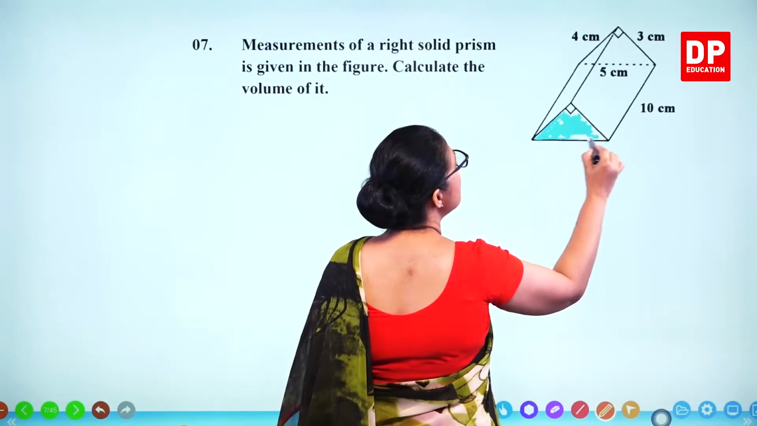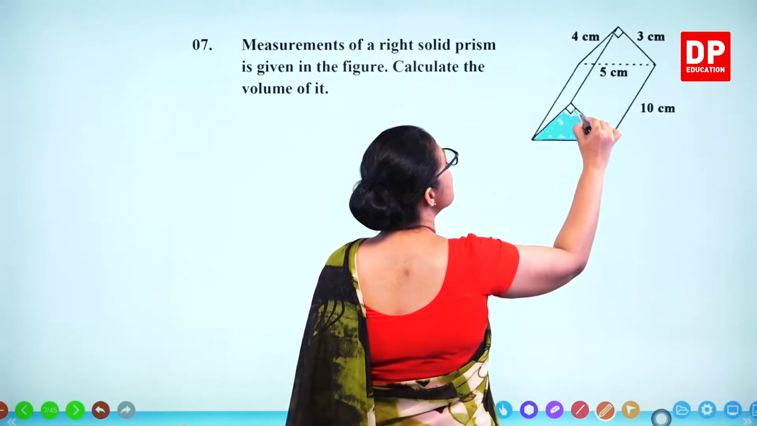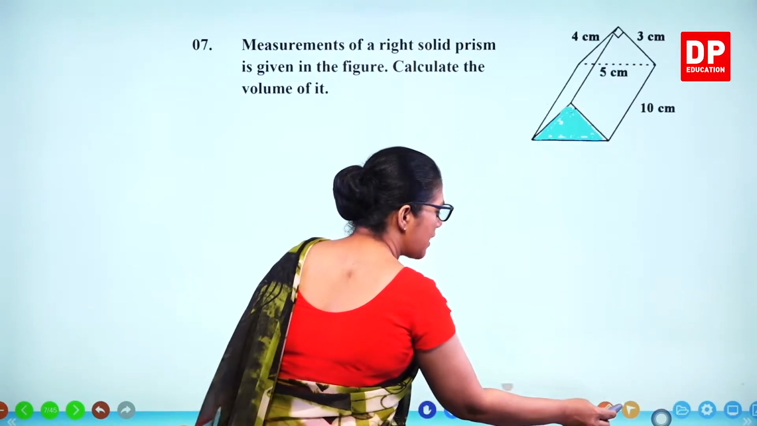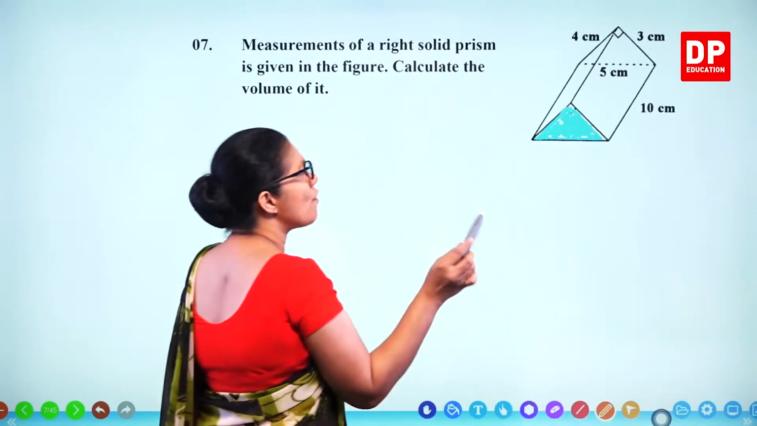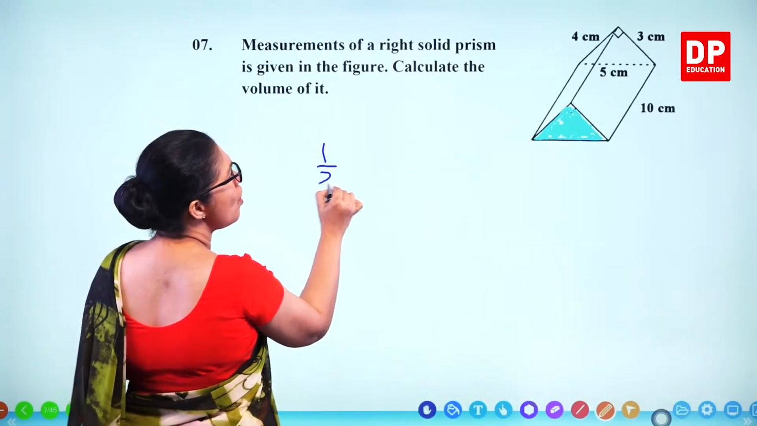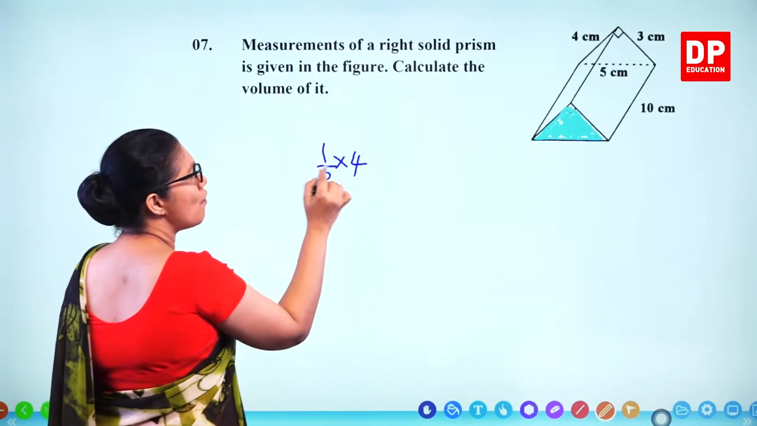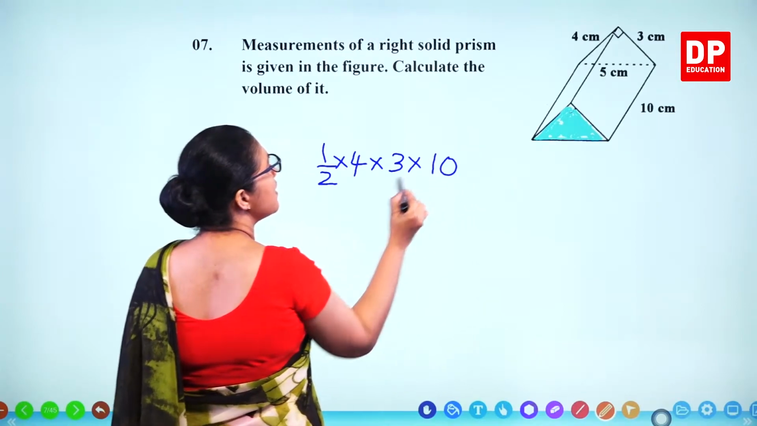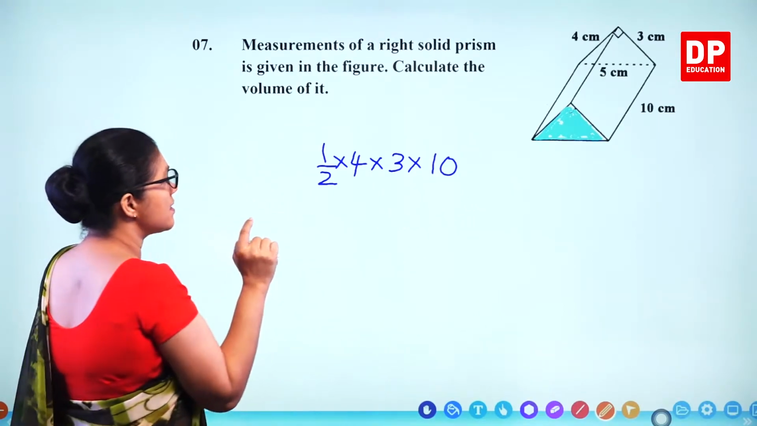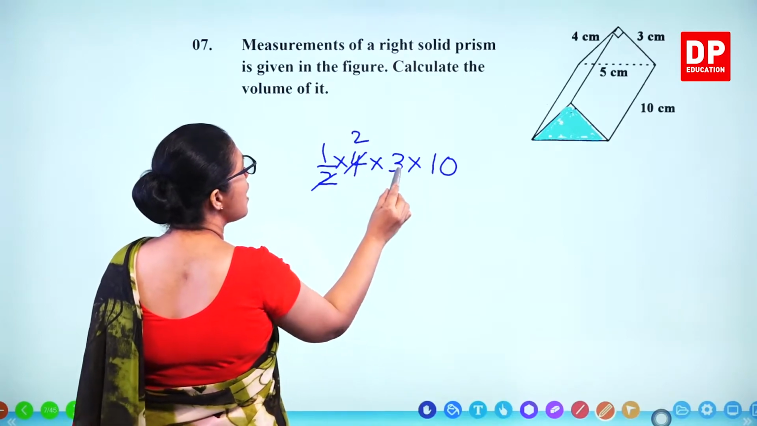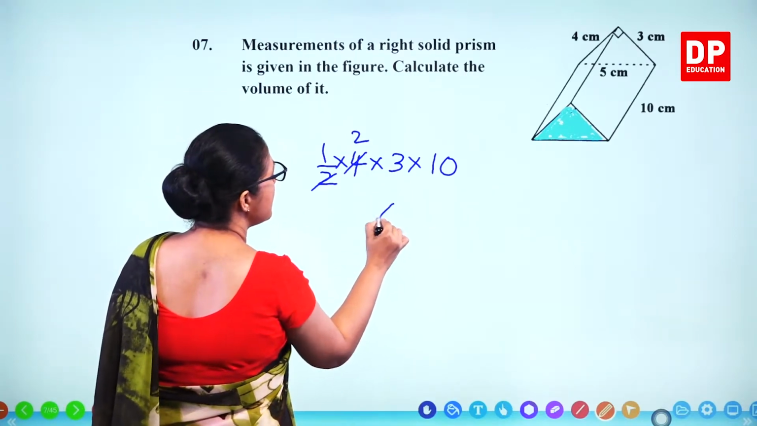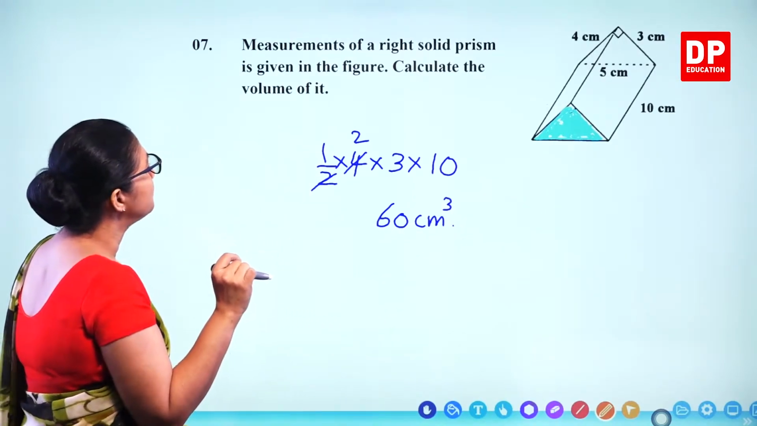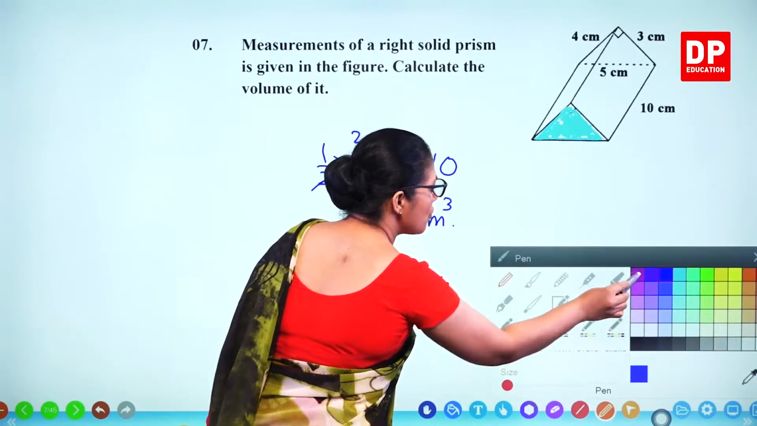So this triangle is the same as this one. So the same right angle triangle is there. What's the area of the triangle? Half into base. We'll take 4 and the height is 3. And the length of the prism is 10. So all in centimeters. 2 times 3 is 6, 6 times 10, 60 cubic centimeters is the volume. So you get 2 marks there.